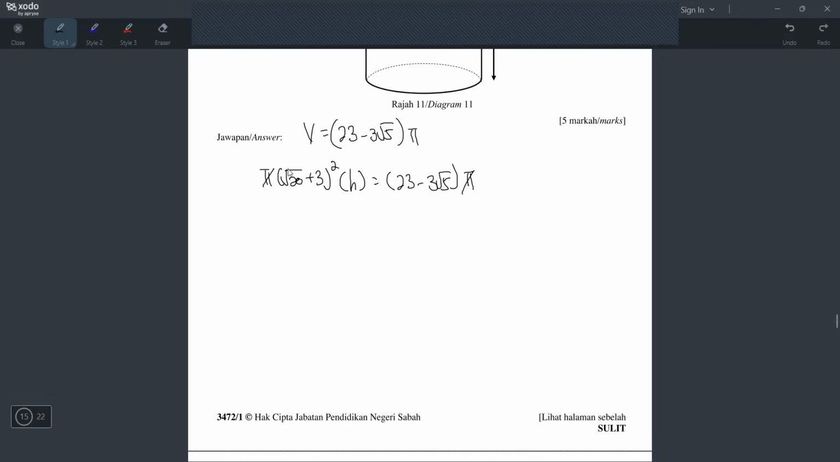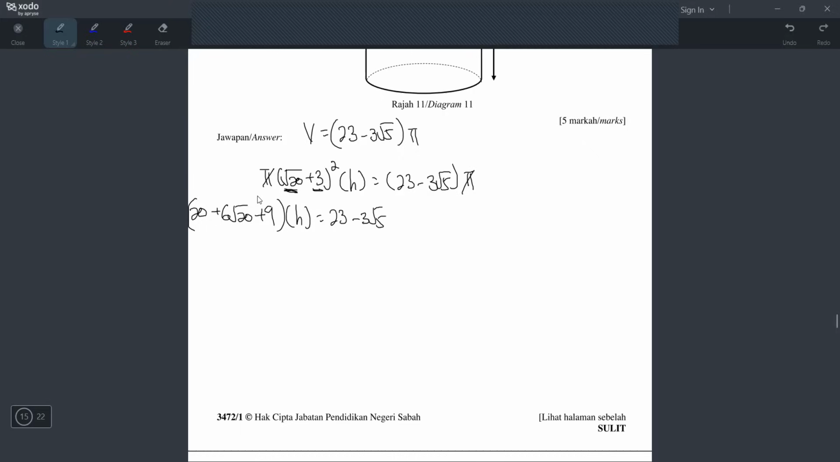So this one we can expand. How do we expand (square root 20 plus 3) square? The fast method is you square the front. What is square root 20 square? 20. And then front times back times 2: 3 times square root 20 is 3 square root 20, and then times 2 is 6 square root 20. And the final step is square the back, which is plus 9. So this is the fast method to expand this. And this whole thing has to multiply with h equals 23 minus 3 square root 5.